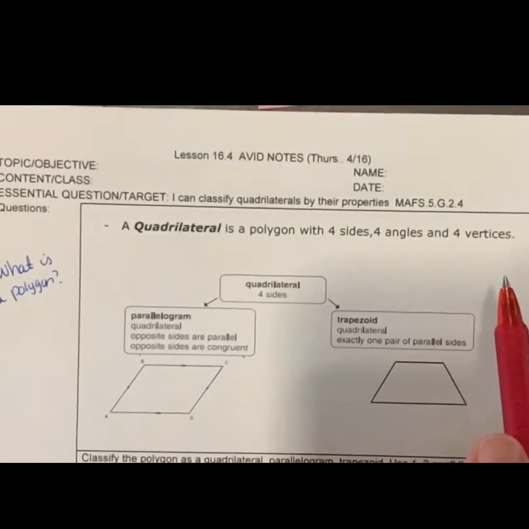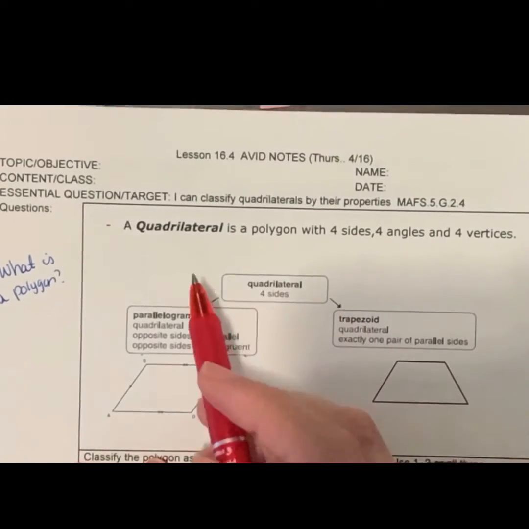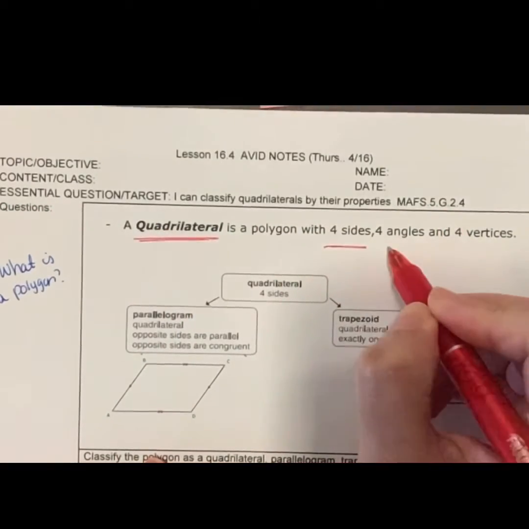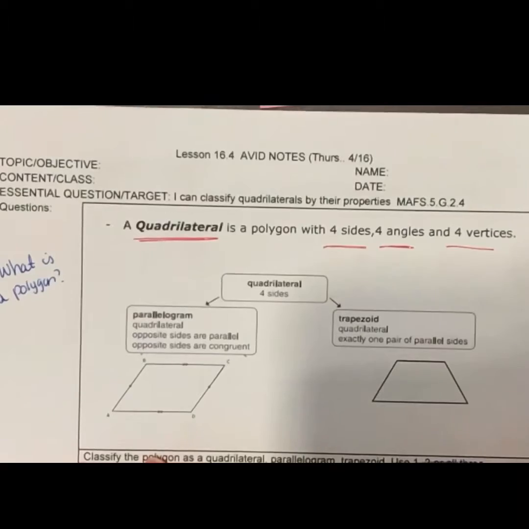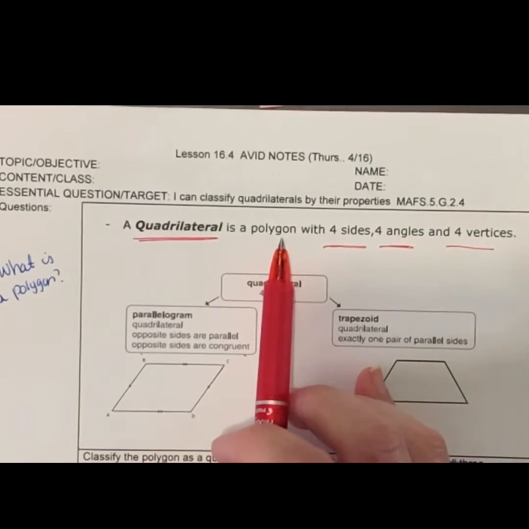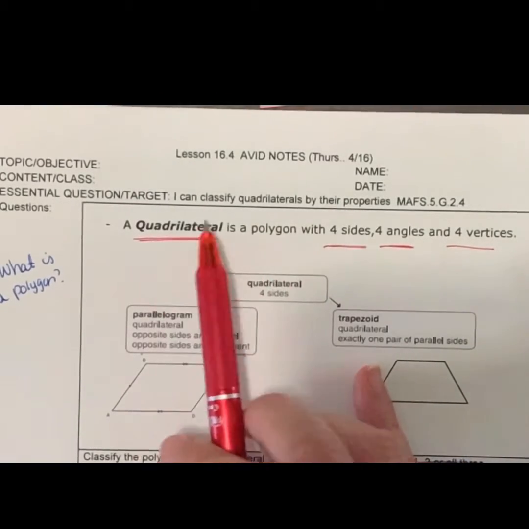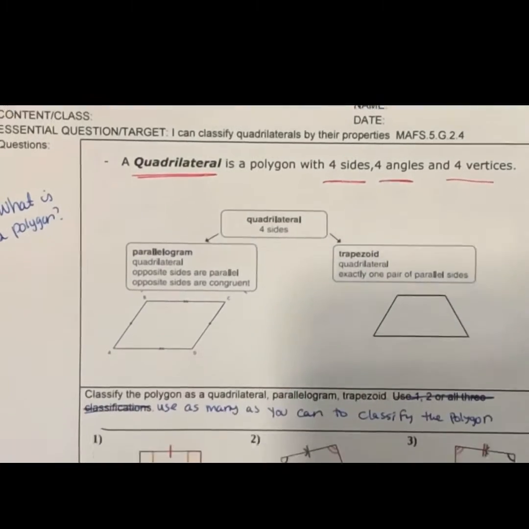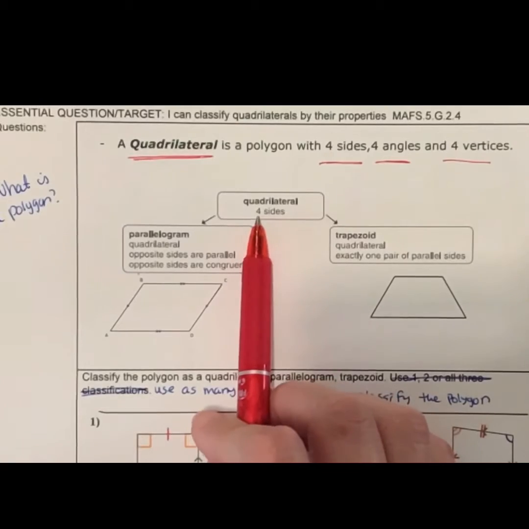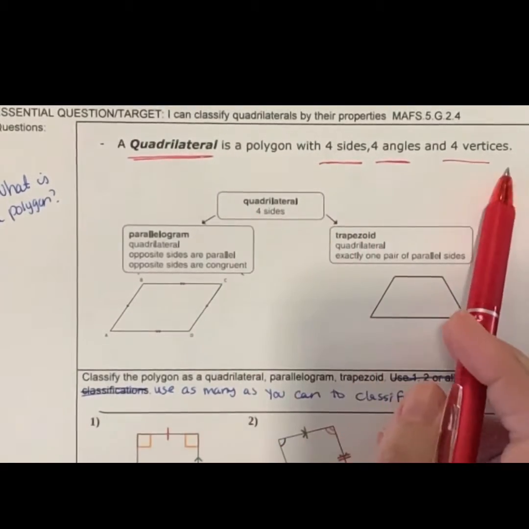So we talked about triangles, which are polygons with 3 or more sides. Here we have a quadrilateral, which is a polygon with 4 sides, 4 angles, and 4 vertices. And a polygon is any shape that has 3 or more sides, that is closed. So that's why a quadrilateral is a polygon, just like a triangle is a polygon. All right, so we start with quadrilateral, and a quadrilateral is any shape that has 4 sides, 4 angles, and 4 vertices.